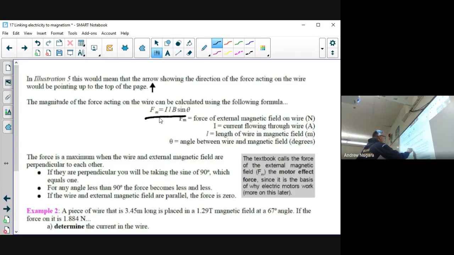First one is this here: Fm, magnetic force, equals I, current, L, the length of the wire, B, the magnetic field, and sine of theta. B is magnetic field strength, and it's measured in Teslas. Sine of theta means the angle, whether it's perpendicular or parallel. Because if it's sine of 90, in other words a 90-degree angle, you're going to get the maximum amount of force. If it's sine of zero, what's the sine of zero? Zero. So you get no magnetic force.